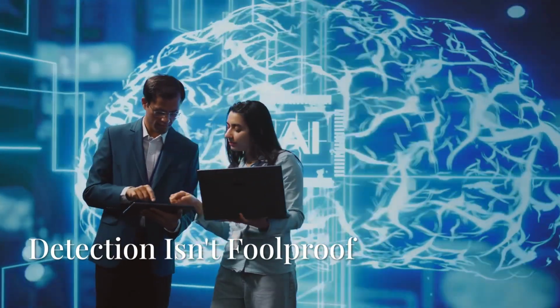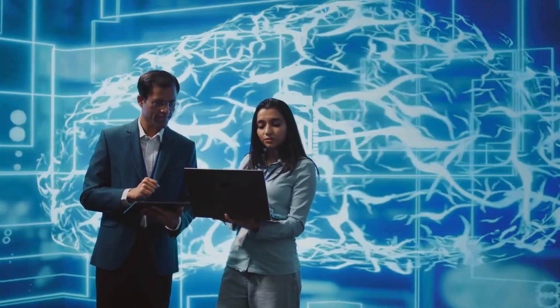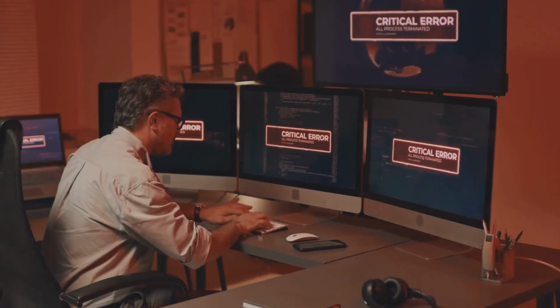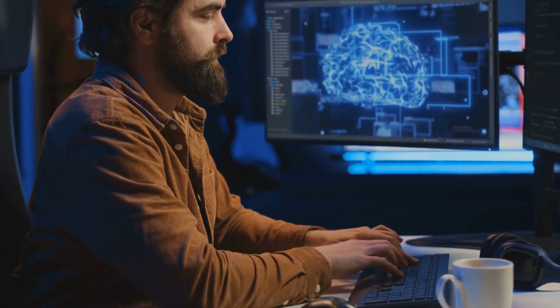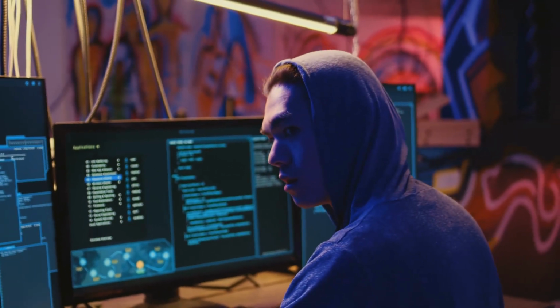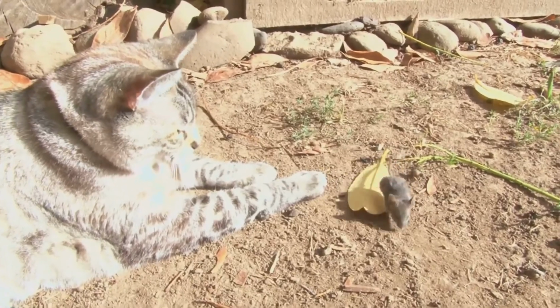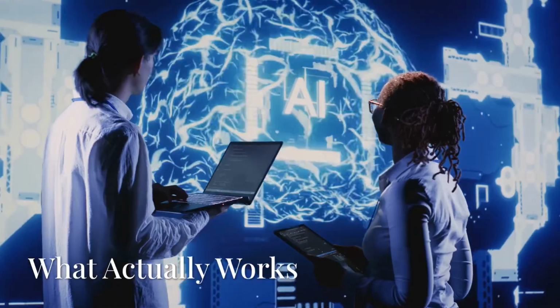Now, even with all these sophisticated techniques, it's important to remember that AI detection isn't perfect. These tools are still under development and they can make mistakes. For example, sometimes writing that's perfectly human can get flagged as AI-generated. On the flip side, there are ways to fool these detectors. It's like a cat-and-mouse game, with both sides constantly adapting and trying to outsmart each other.